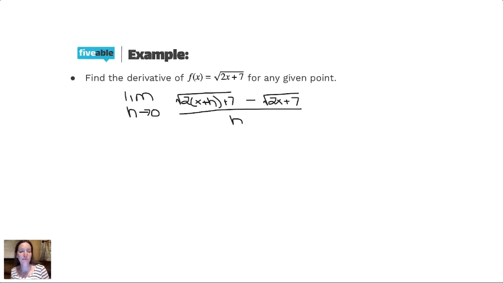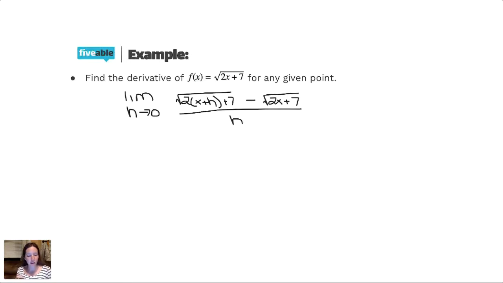All right, so how are we doing? Hopefully we got somewhere. If not, that's okay too. We'll practice a little bit more, right? So I've set mine up. So the limit as h approaches 0, taking the square root of 2 times x plus h plus 7 minus the square root of 2x plus 7, all over h. And now I have to try to algebraically make that better. If I plugged in h equals 0 right now, I would get 0 over 0. So I've got to keep going.